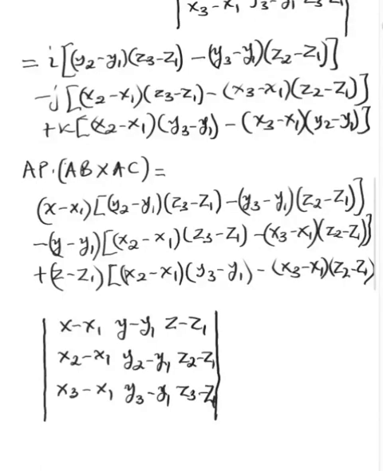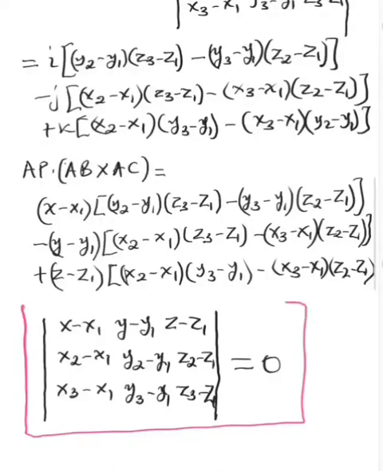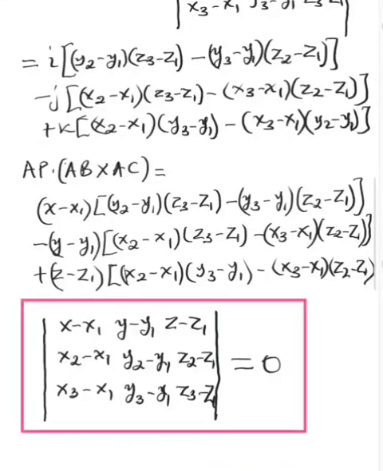Since AP and AB cross AC are supposed to be perpendicular vectors, the dot product being 0, it means that this determinant should then be equal to 0, and that gives us the proof that we're required to do. So when you have a question which asks you to find the Cartesian equation of a plane containing 3 non-collinear points, you simply make use of this relationship in order to save time in the exam. The method is very short and straightforward.